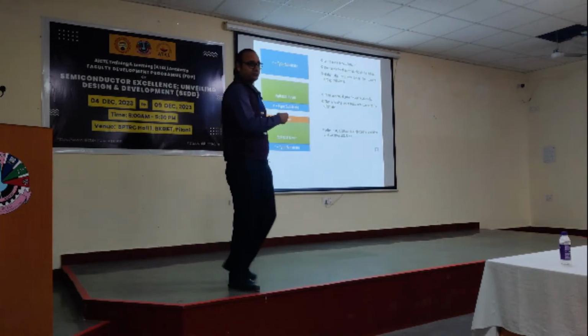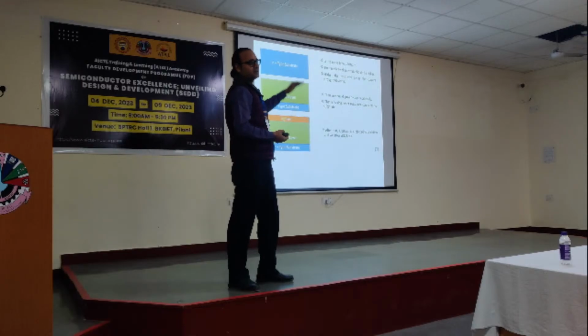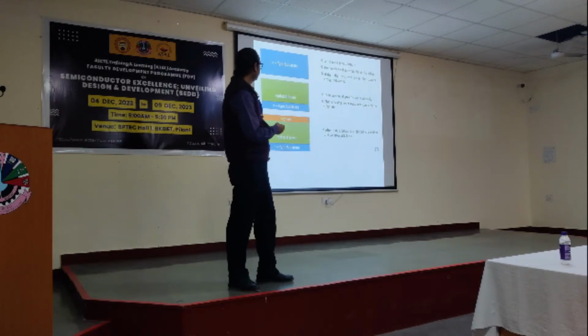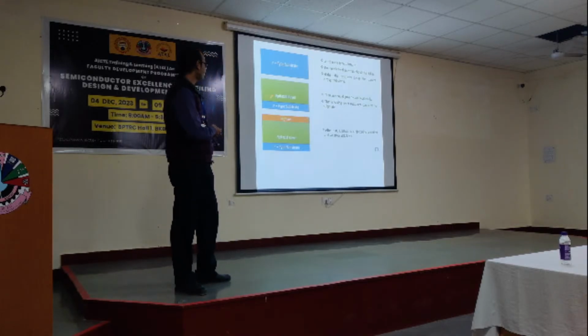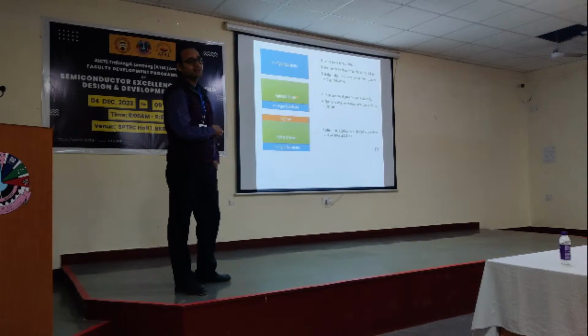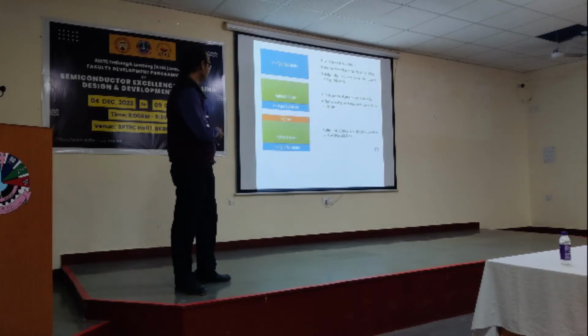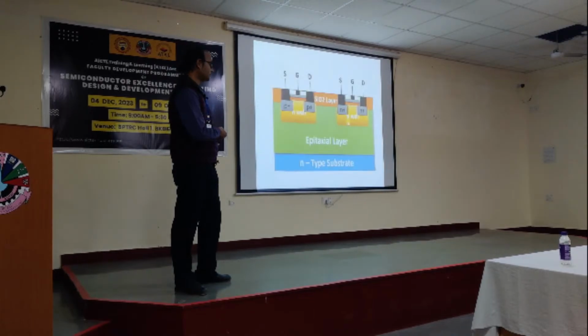Let me just summarize those steps so we can see the first part. There is an N substrate, and over the N substrate an epitaxial layer is grown. After that, an SiO2 layer. So now what will we do? We will oxidize this silicon. We are trying to achieve this structure, and I will discuss it quickly.